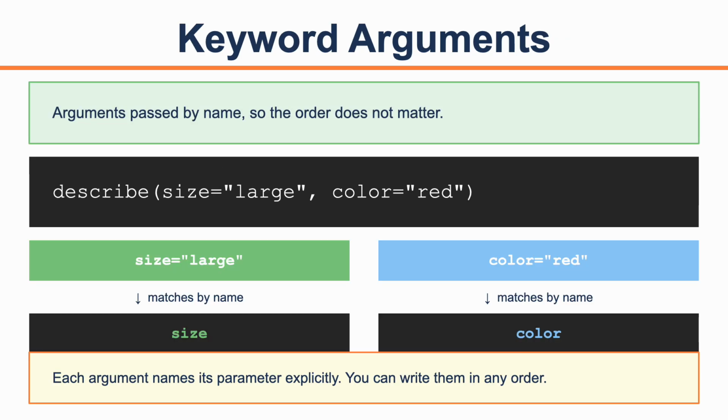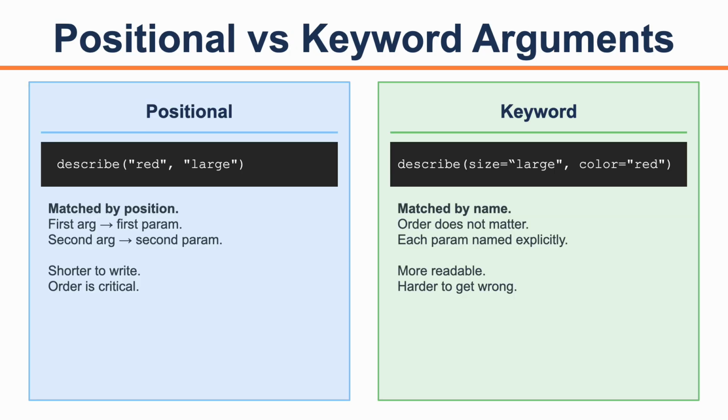Keyword arguments work differently. Instead of relying on position, you write the parameter name followed by an equals sign and the value. Python matches each argument to its parameter by name. Because the name is explicit, the order does not matter. Both styles call the same function and produce the same result.